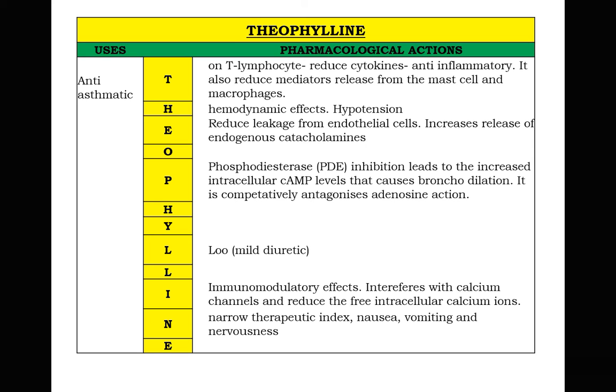Then L, loo. It is a mild diuretic. Theophylline is a mild diuretic. We can observe this with the intake of coffee or tea. Tea contains theophylline. Theophylline is nothing but a xanthine derivative. After taking 2 or 3 cups of tea, a person definitely goes to the loo for urination. Immunomodulatory effects are also observed. It interferes with the calcium channels and reduces free intracellular calcium ions. It has a narrow therapeutic index, causing nausea, vomiting, nervousness, and palpitations as side effects.